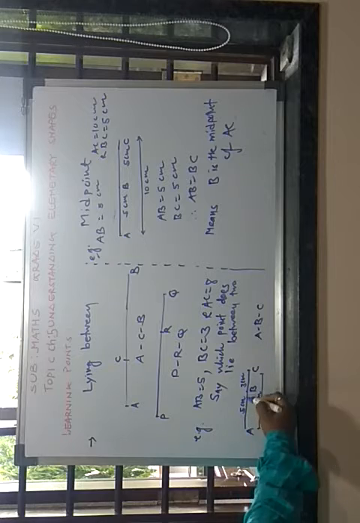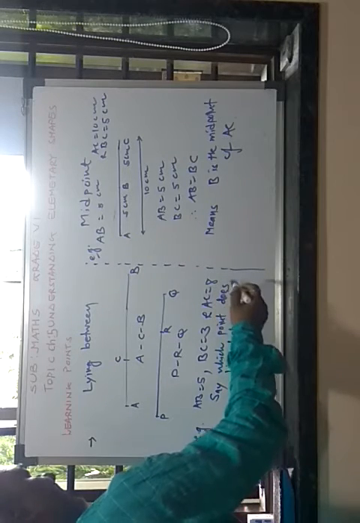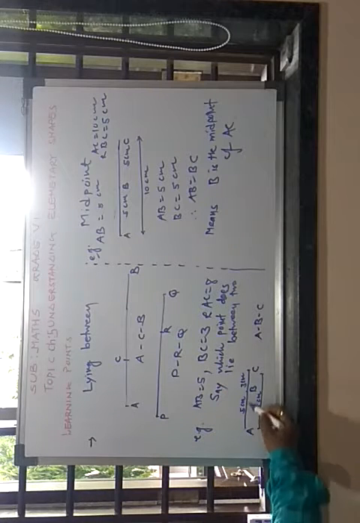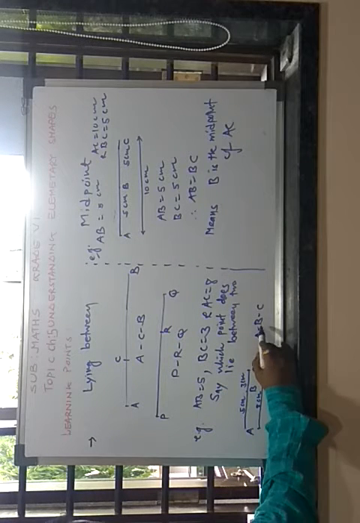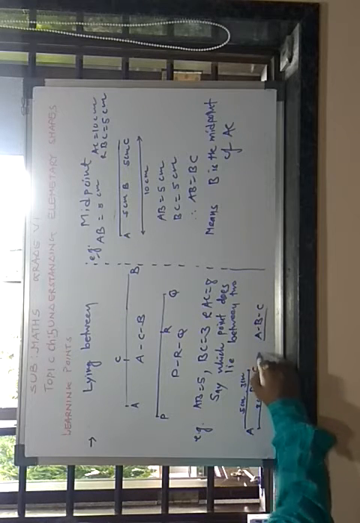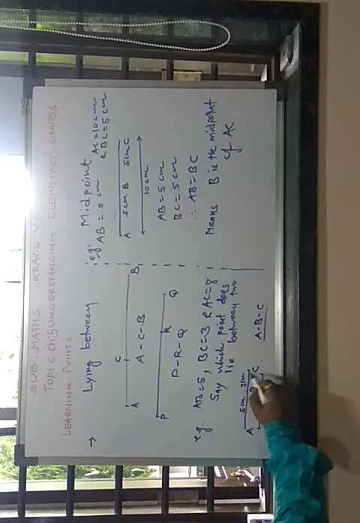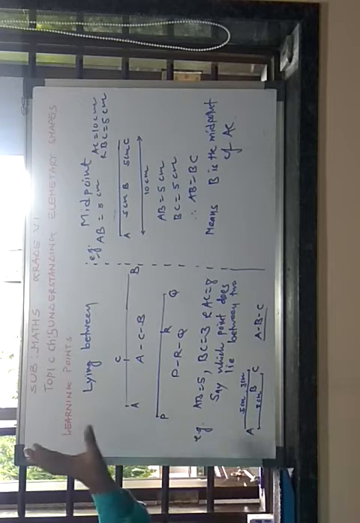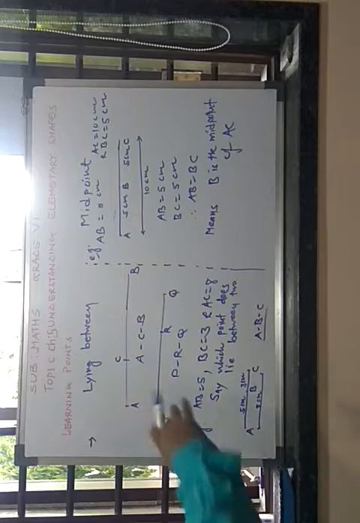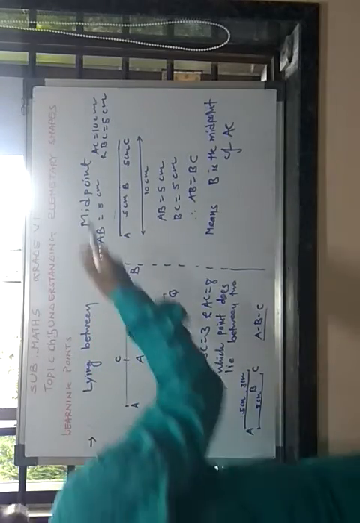So now our question is, which point lies between the other two? Here you see B lies between A and C. So this is our answer. B lies between point A and C. So this is what we call the line between concept. Now you see here the midpoint concept.